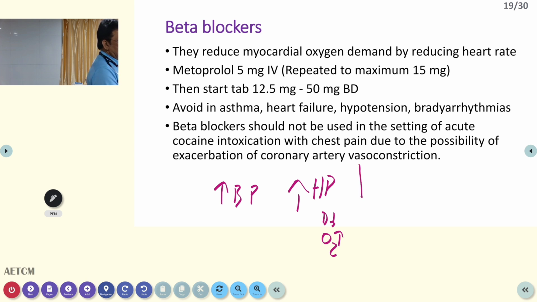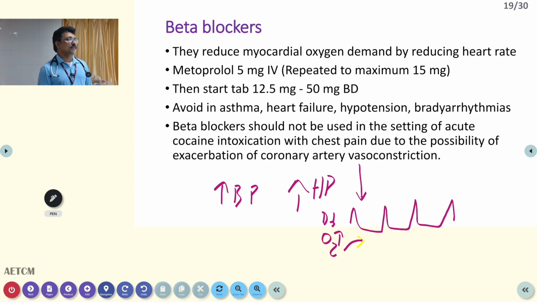So you reduce the heart rate with a beta blocker, and the heart rate will come down. So the diastolic phase will increase and better oxygenation will occur. Coronaries will get more blood. That is the advantage of beta blocker. Long term also it will be very beneficial.